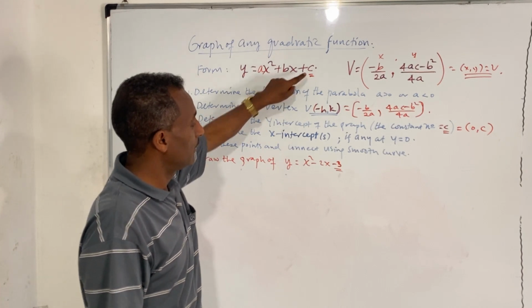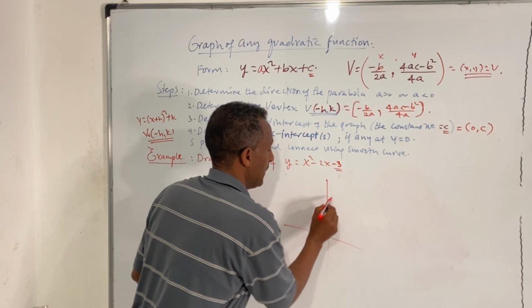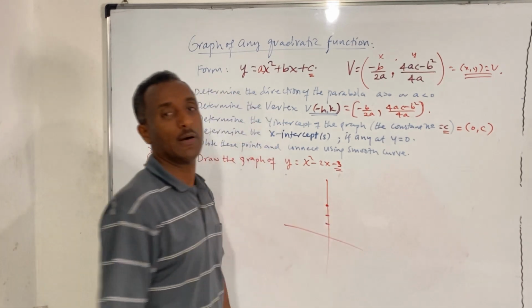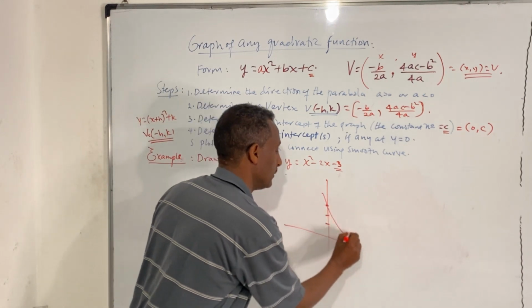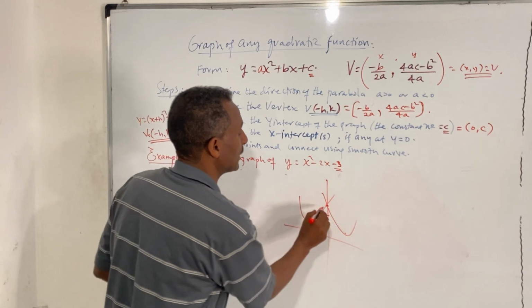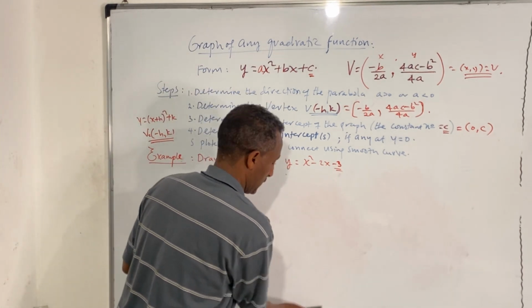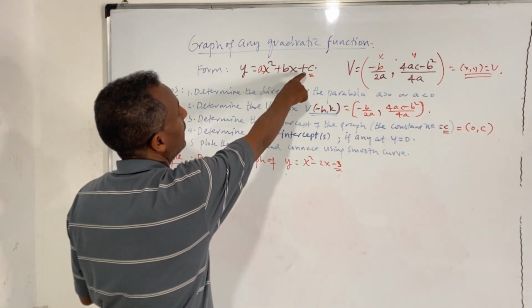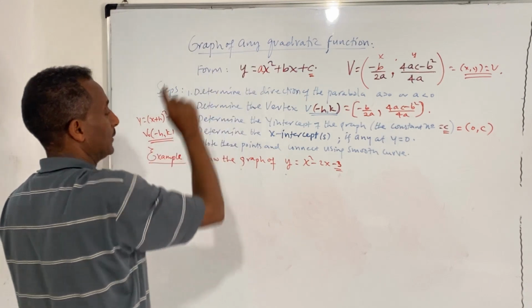Wherever the vertex is, the graph passes through these points. The graph just passes through these points. So this is very important. We can see, understand and identify where our y-intercept is.